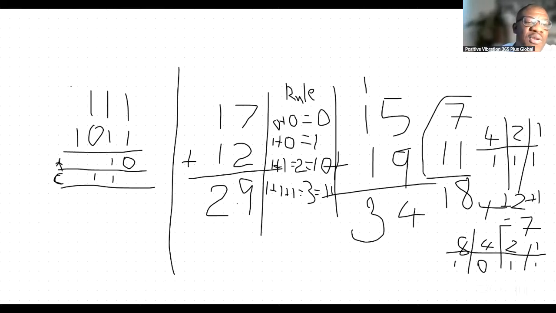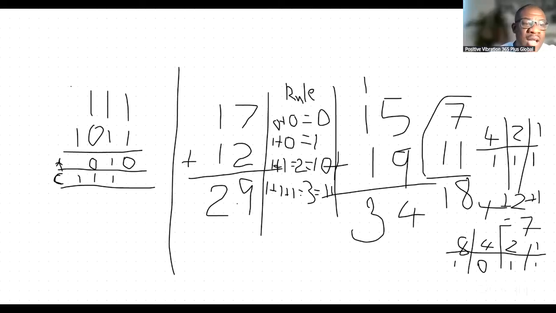So 1 plus 0 plus 1 gives us, what is that? Come on, guys. 1 plus 0 plus 1 gives us 2, not so? Right. And we can't write 2, so we have to write the equivalent, which is 1, 0. So we're going to put down the 0 and then carry the 1. Let's see that again. All right, good.